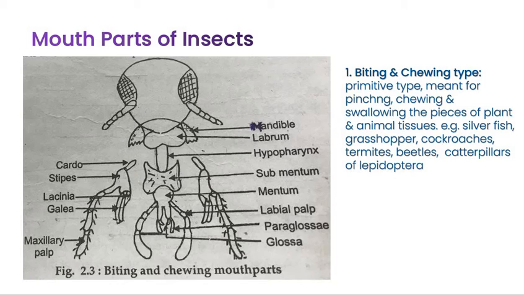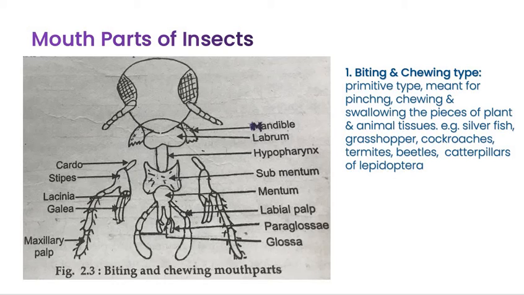Now the sucking type shows several grades: sucking only, that is suctorial; then sucking and chewing; piercing and sucking; and a combination, that is sucking and lapping. These are the combinations of mouthparts. We will see all the types of mouthparts one by one.